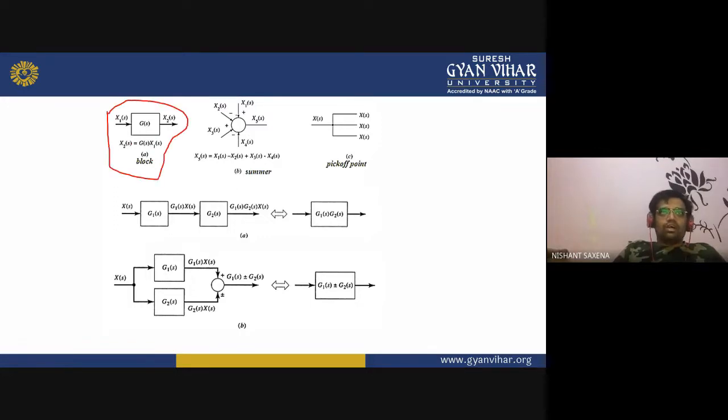Now the summer is used when we are having different inputs with different polarities and only one output. The output would be equal to X1(s) minus X2(s) plus X3(s) minus X4(s). The X2 and X4 are having negative polarities, whereas X1 and X3 are having positive polarities.